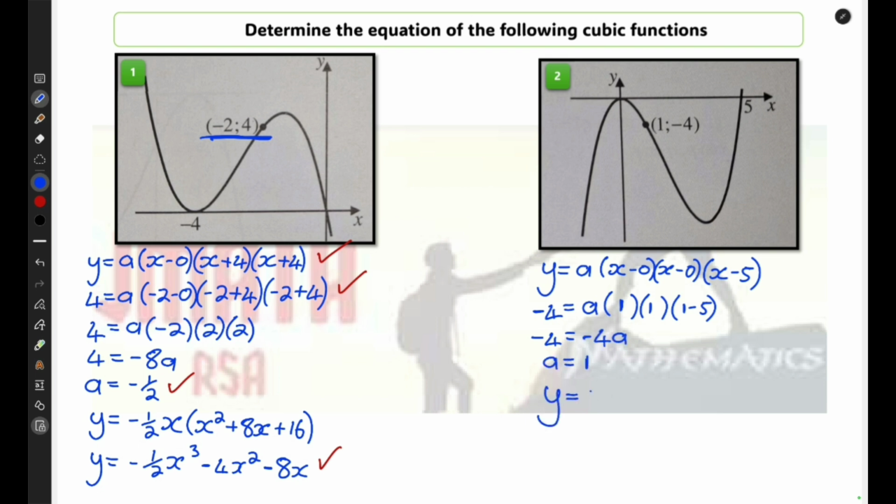So my formula would then just be 1x times x minus 5. So therefore the answer is just going to be x cubed minus 5x squared. Once again, 4 marks at least: correct formula, correct a value, correct answer, and then probably for the simplification in that step as well.